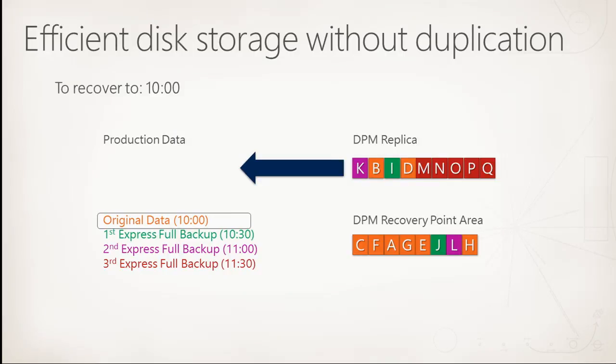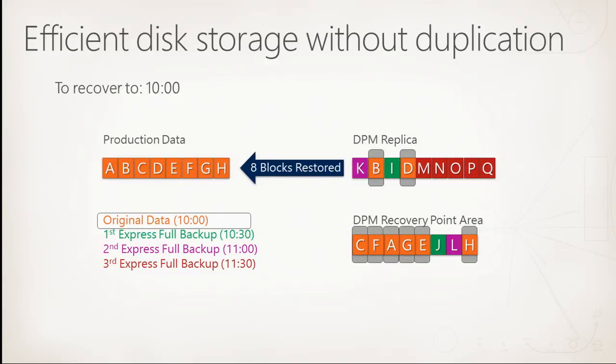If we want to go back to 10 o'clock, we know, because we did this diagram, that at 10 o'clock it was all the orange blocks. So it's going to literally go A, B, C, D, and so on, all the way through, to take us back to as we looked at 10 o'clock.